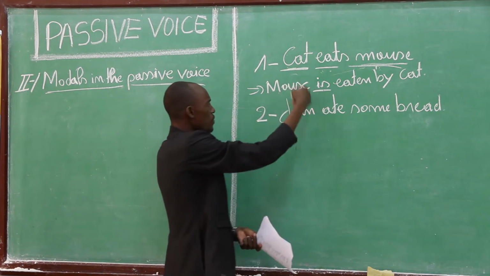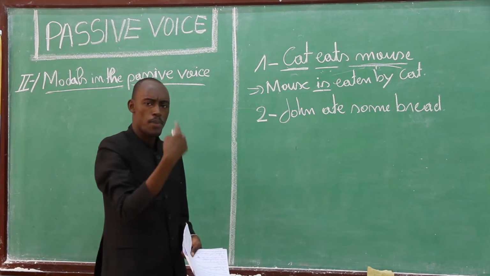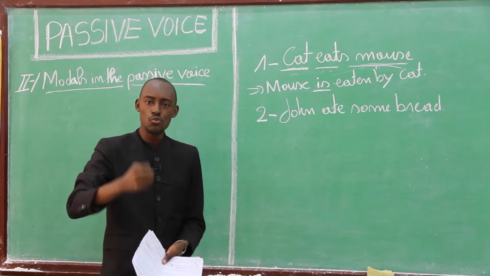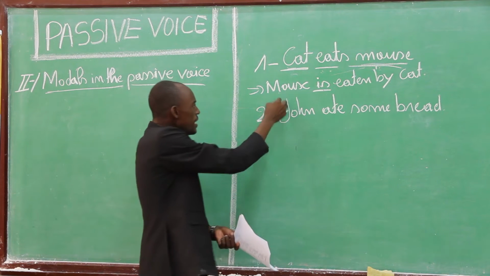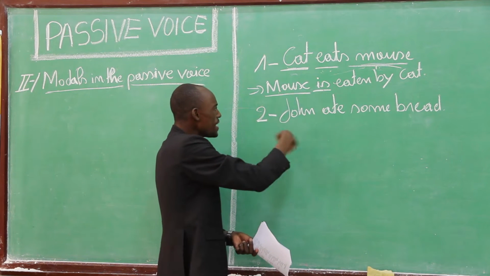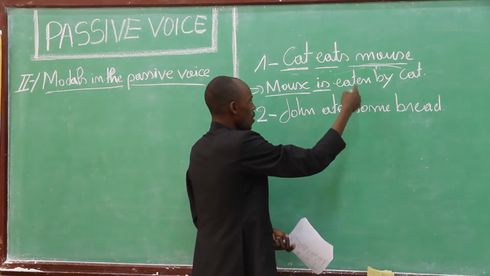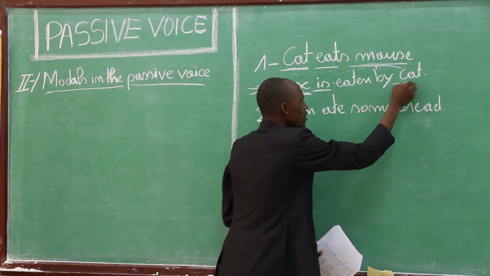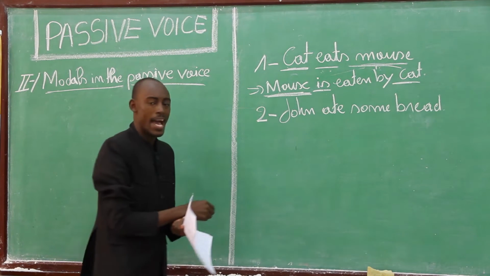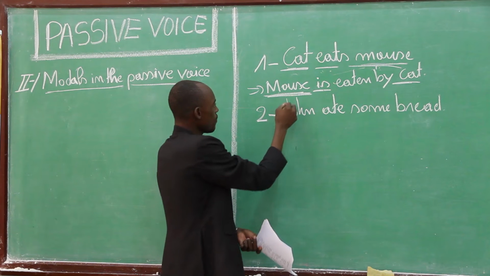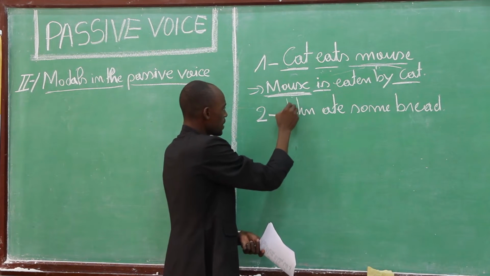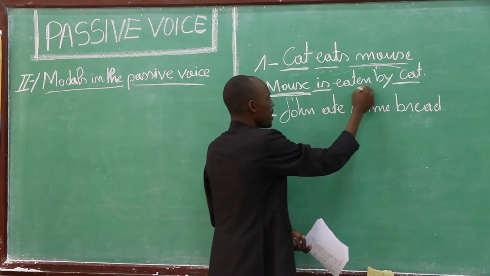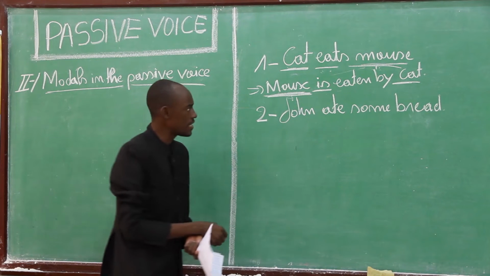Now, what do we notice here? In active voice, the subject does the action, but in passive voice, the subject undergoes, the subject receives the action. Here, it is not the subject which does the action of eating. The action in this sentence is done by this object. This object is called the agent, okay? In passive voice, we have the subject, after the subject we have the auxiliary to be followed by the past participle and, yes, the agent.